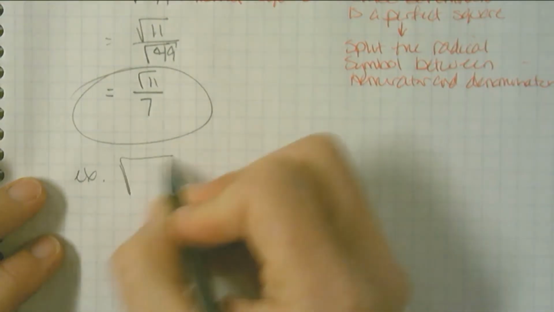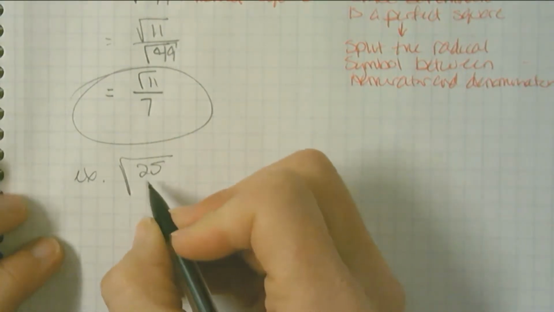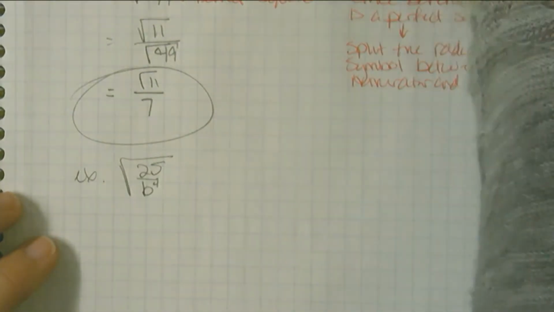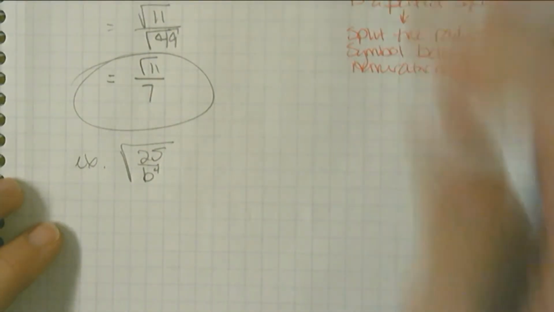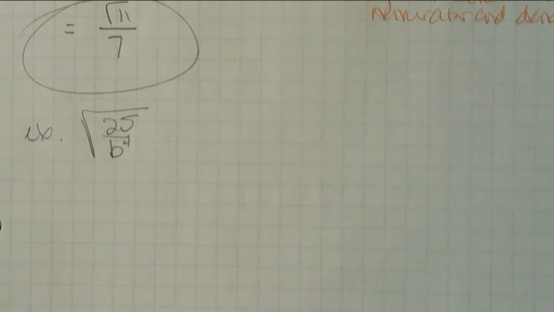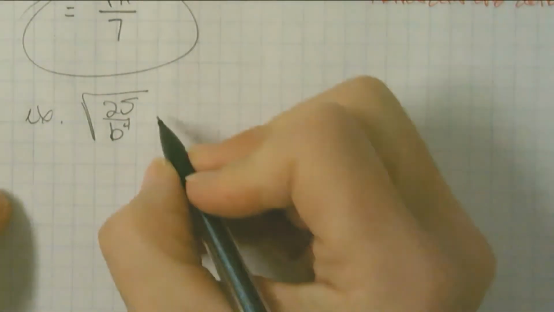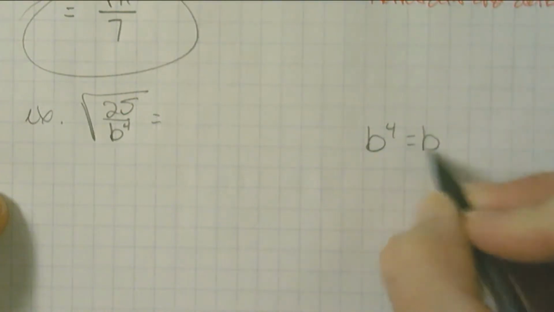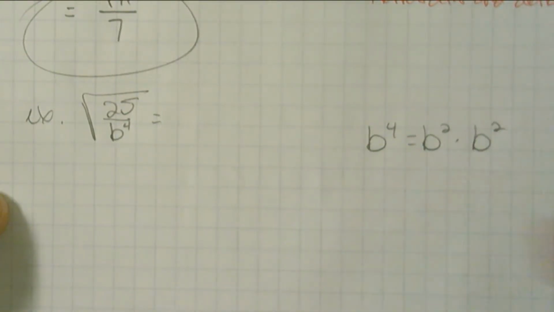Okay, let's take a look at another one. Let's say I have the square root of 25 over b to the 4th. Remember, I want you guys rewriting those variables as b squareds. So if I rewrite this as b squareds, b to the 4th is going to be b squared times b squared.